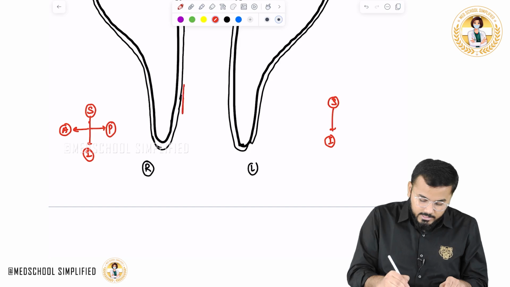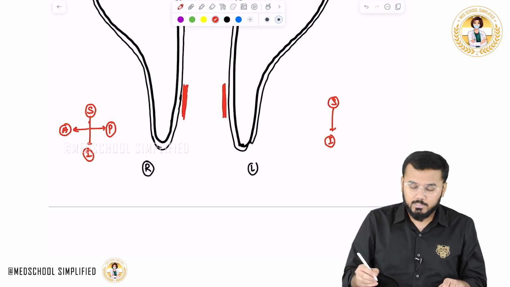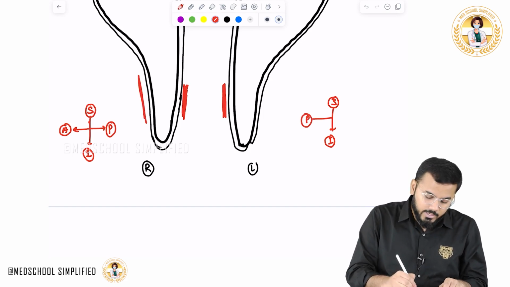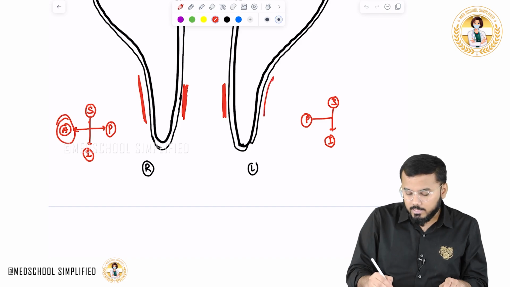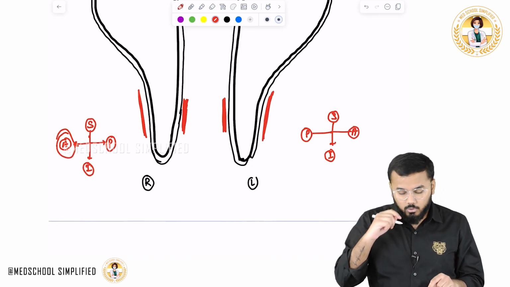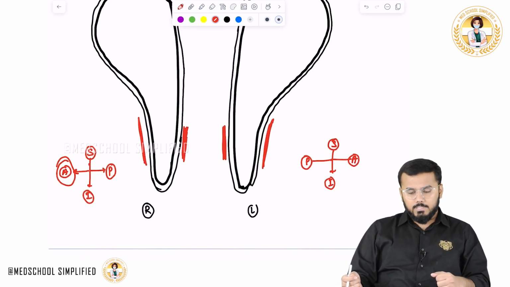Okay, if this surface is posterior surface, then this surface here also will be posterior surface. It means this is posterior. If this surface over here is your anterior surface, then this surface over here also will be an anterior surface, right? So you understood which is the superior, inferior, posterior as well as anterior surface, right?